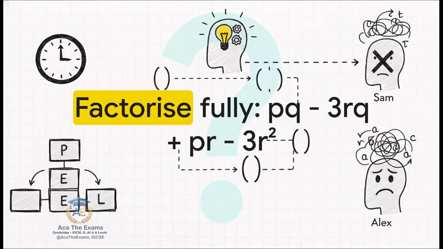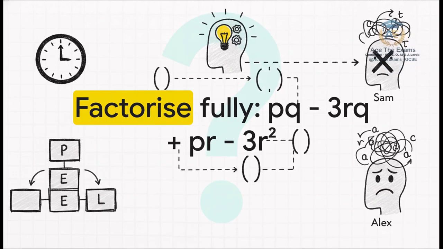The command phrase here is absolutely crucial: factorize fully. It is not just asking you to find one simple common factor and call it a day. It wants this expression broken down into its absolute simplest possible form. Now, when our student Sam sees PQ minus 3RQ plus PR minus 3R squared, he completely freezes up. There are 4 terms here.